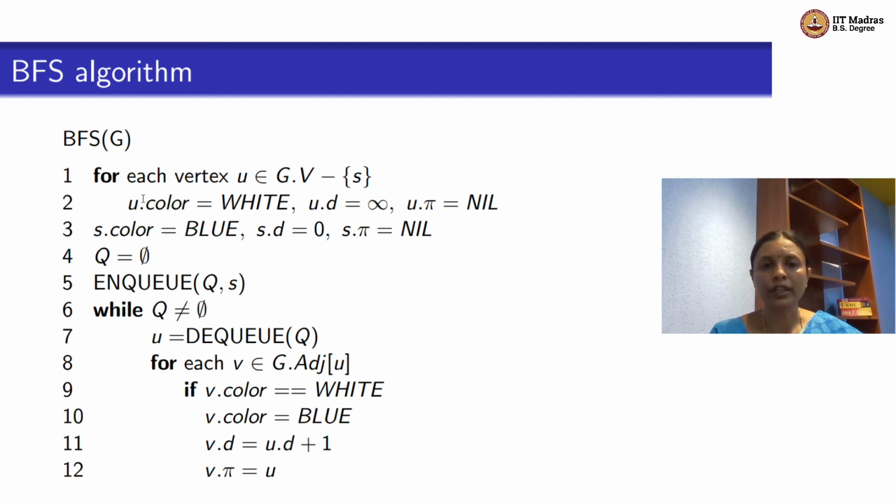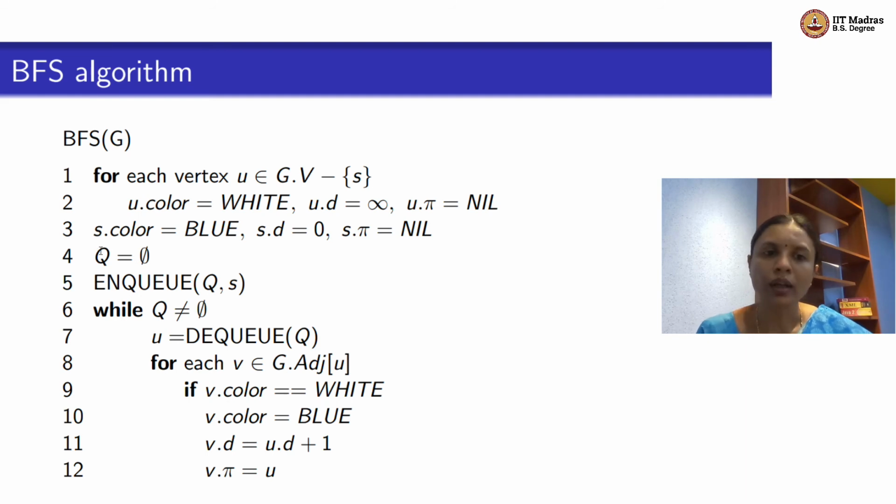So it says, for each vertex U in the graph, apart from the source vertex S, set three attributes to that vertex. Set its color to white, that is U.color. Set its distance from the source, U.d, to infinity. Set its parent, pi in the tree, to be nil. For S, set its color to be blue. Set its distance from itself to be 0 because it's the same vertex. And set its parent to be nil because that's going to be the root of the BFS tree, the place from where you begin BFS.